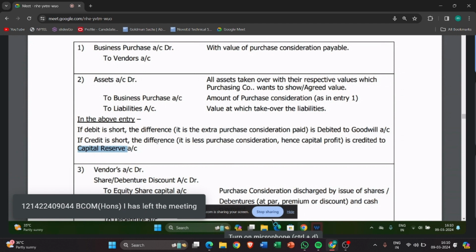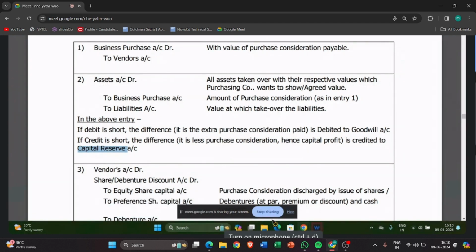So what do we have to remember when it is a purchase, when it is amalgamation in the nature of purchase? Assets and liabilities will be incorporated at agreed values only, the new values, not at balance sheet values. You will not even see the balance sheet values, you will only take the revalued values. And the difference in the net assets and the purchase consideration is transferred either to goodwill or to capital reserve as the case may be. If debit is less, write it as goodwill. If the difference is coming in the credit, write it as capital reserve. That's all.